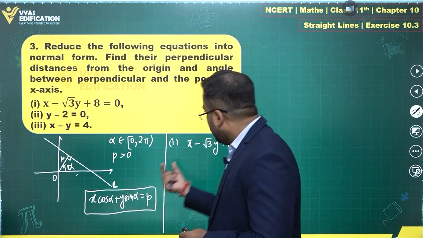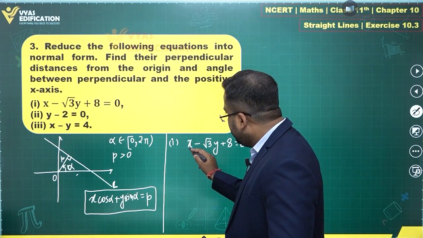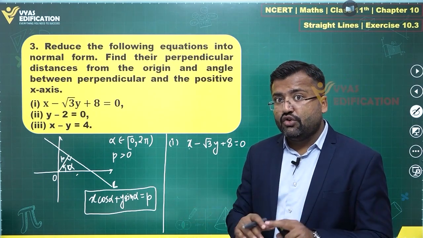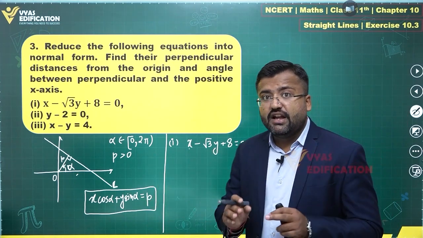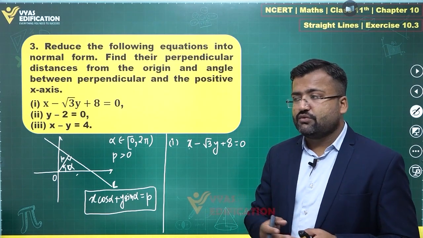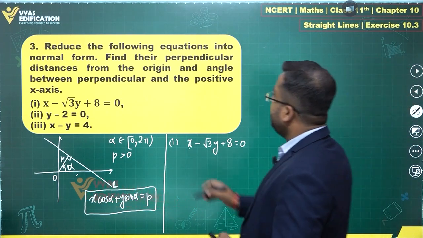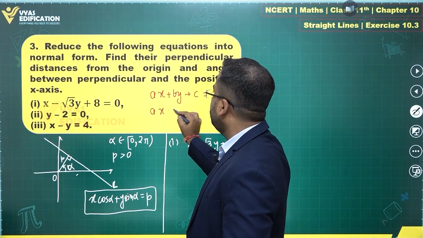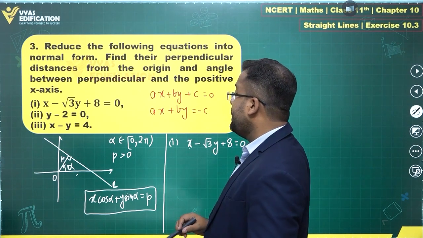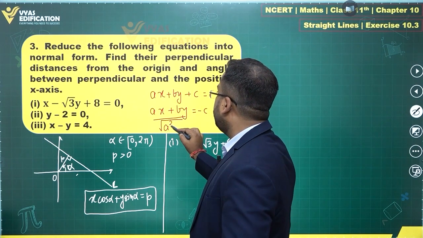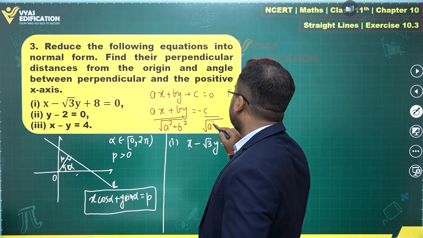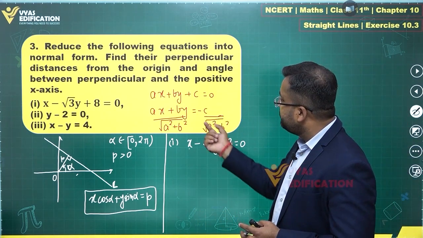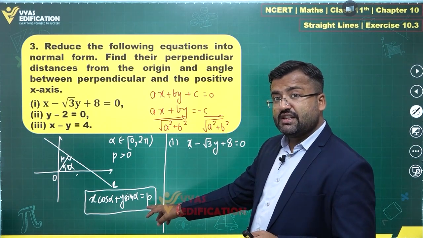So, if I want to convert the coefficients in terms of cos alpha and sin alpha, the coefficient of x is 1, the coefficient of y is minus root 3. I'll have to divide both sides, by bringing the constant term on the right hand side first, by under root of a square plus b square. For example, for ax plus by plus c equal to 0, the first thing you are supposed to do is bring this c on the right hand side and then divide both sides by under root of a square plus b square. After that, the next step will be to convert this whole expression into a positive value, because the right hand side is supposed to be positive.